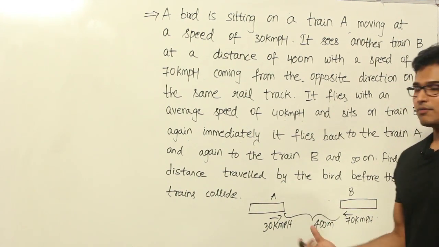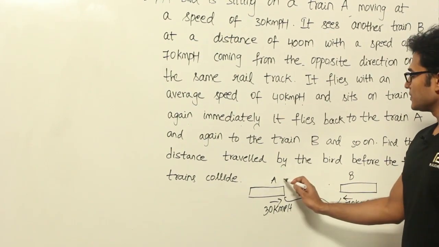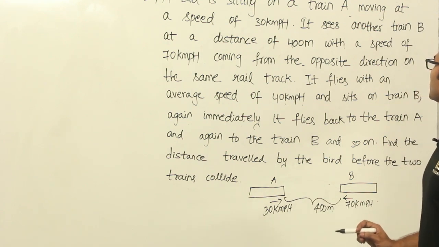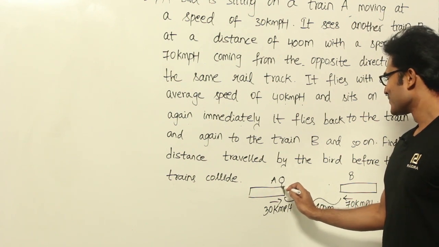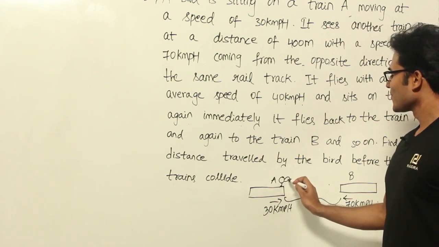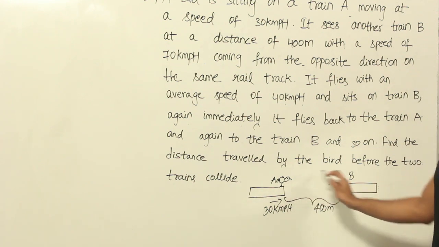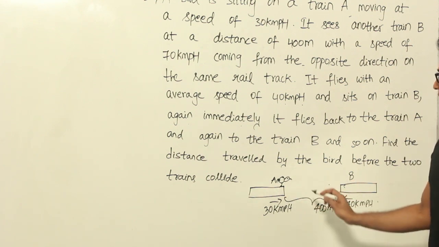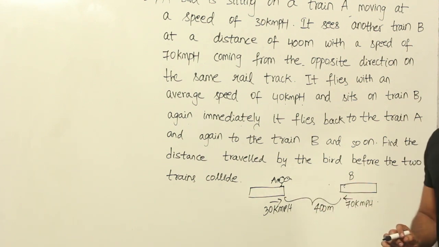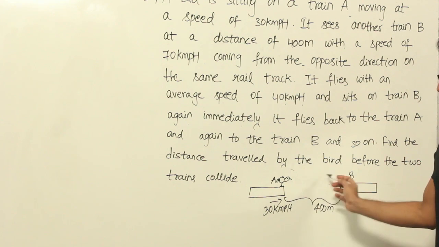They are going to collide, and before the collision happens, at this point, which means when they are 400 meters apart, there is a bird sitting on train A. Now this bird is flying from train A to train B and again from train B to train A, and it is going to do that until these two trains collide. Now they are asking what is the total distance traveled by the bird before this collision happens.